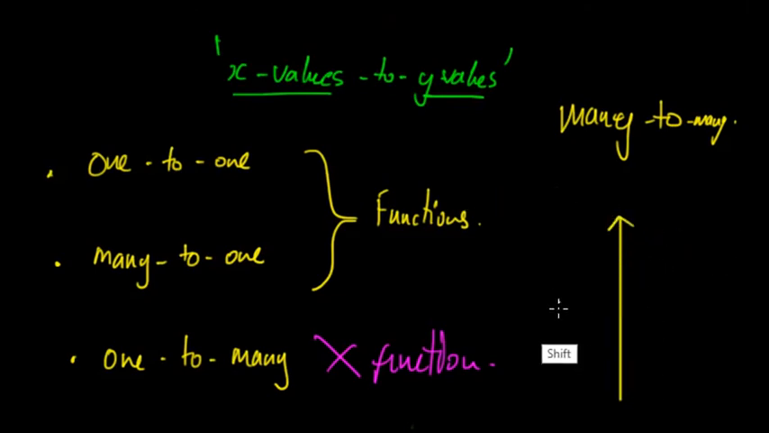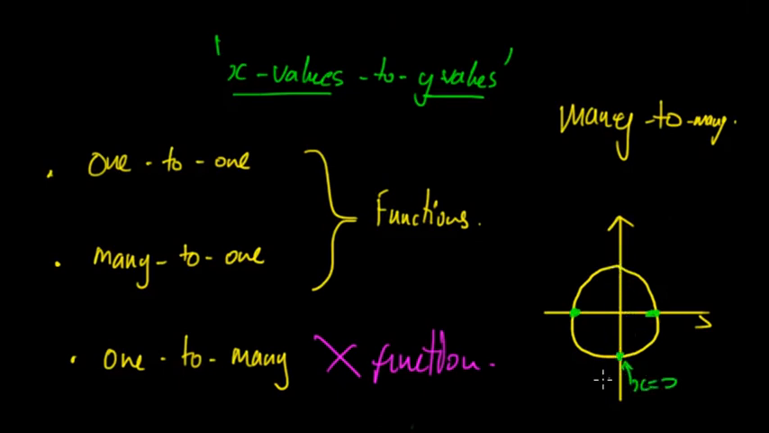So if we have a circle, the problem with the circle is that at a particular x value, let's say x is equal to 0, we have two y values, so let's say (0, -1) and (0, 1). And at a particular y value, let's say y is equal to 0, we have two x values here: (-1, 0) and (1, 0).